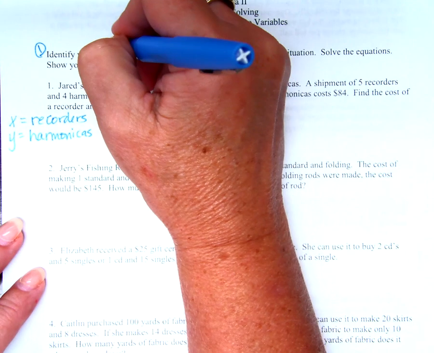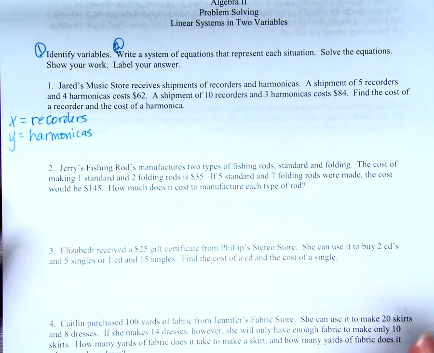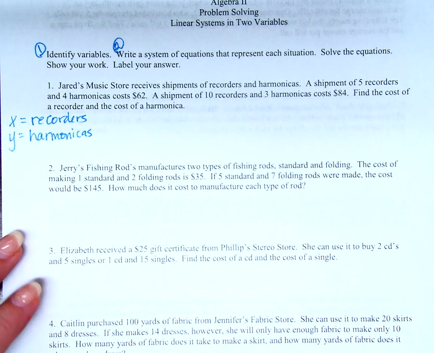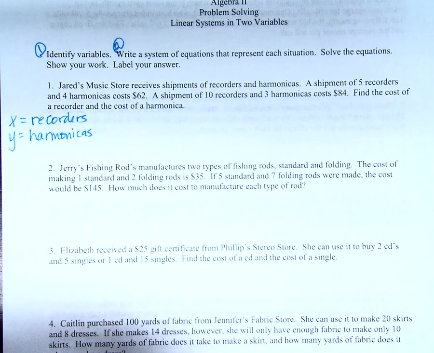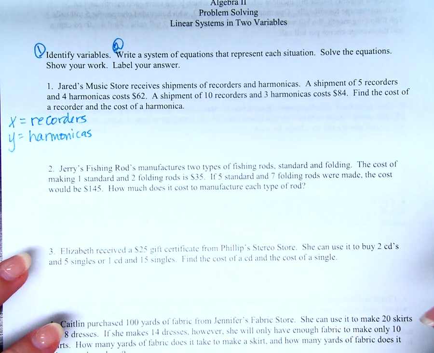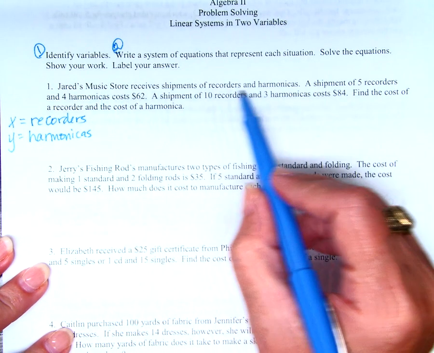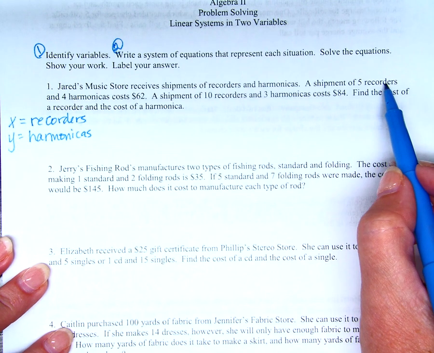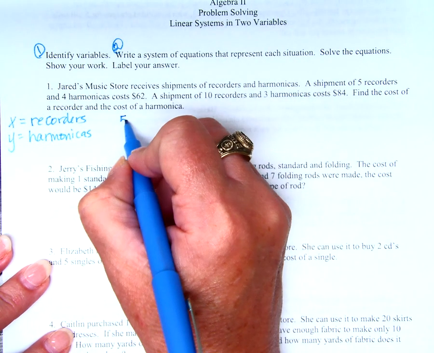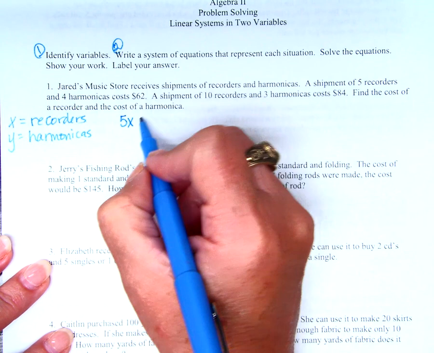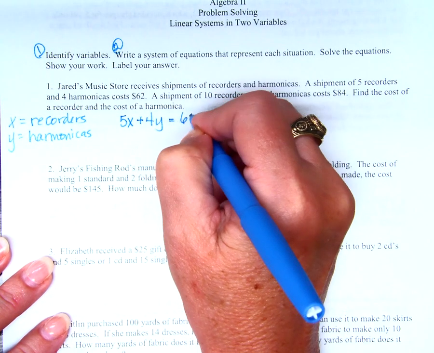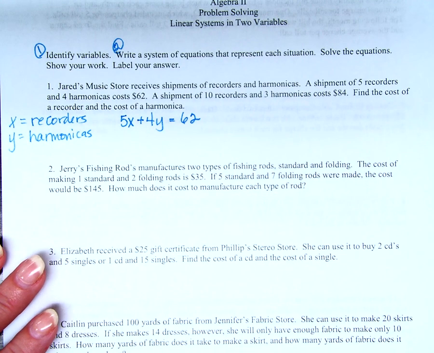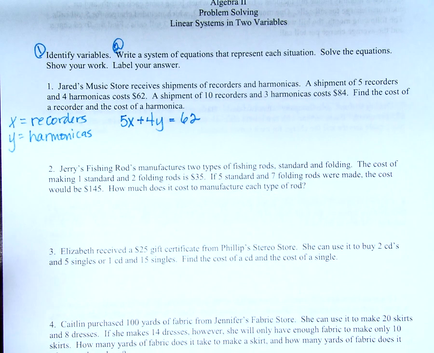Now, instruction 2 says write a system of equations that represent each situation. So I need to write a system of equations based on this problem. Anybody have any idea what my first equation would be? Five recorders, so 5x, and 4 harmonicas, so plus 4y, equals 62. Very good. That's my first equation, right? Was that easy to pull it out of the words? Okay, what about the second one?